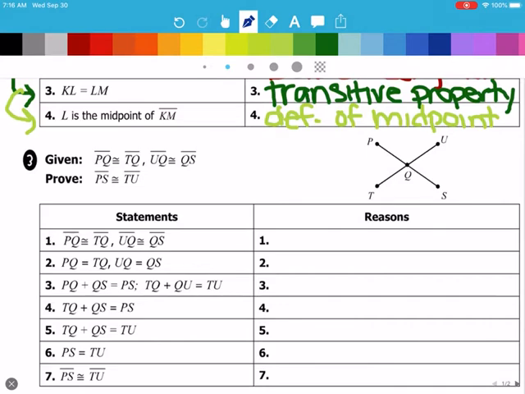Okie dokie. So, again, starting with my given. Then I look from 1 to 2. And just like that last proof, everything is the same except for my symbols. They change from a congruent sign to an equal sign. When the signs change, that is definition of congruence.